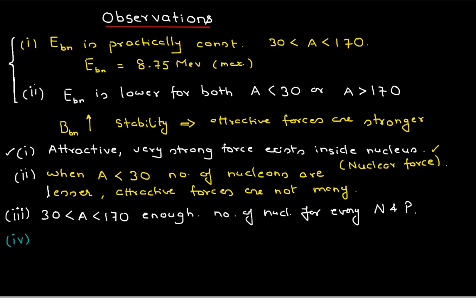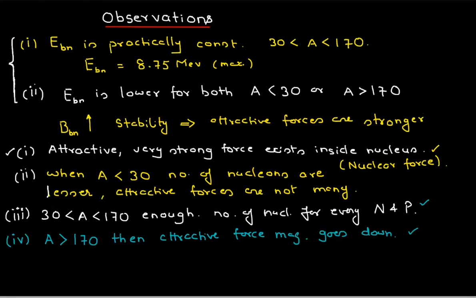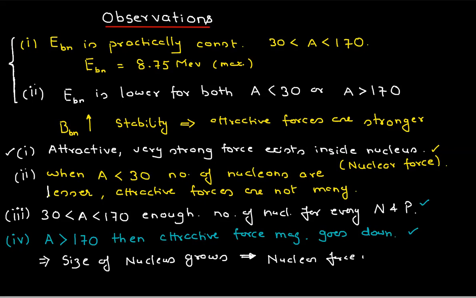Now the fourth point is very critical, wherein when the mass number goes beyond 170, okay, then clearly the attractive force magnitude goes down. See, number of nucleons should be saturated. If it is saturated here, it should get saturated there also. But over here, the attractive force magnitude goes down. What is the reason? It was identified that the size of nucleus grows. This leads to a lesser amount of attractive forces, and this also proves that nuclear force is a short range force.